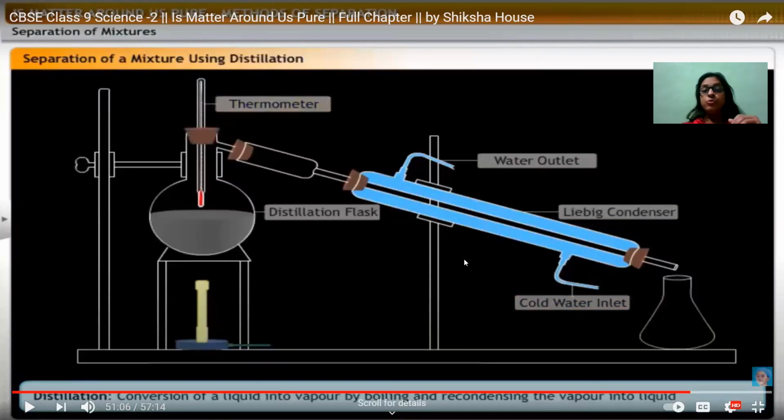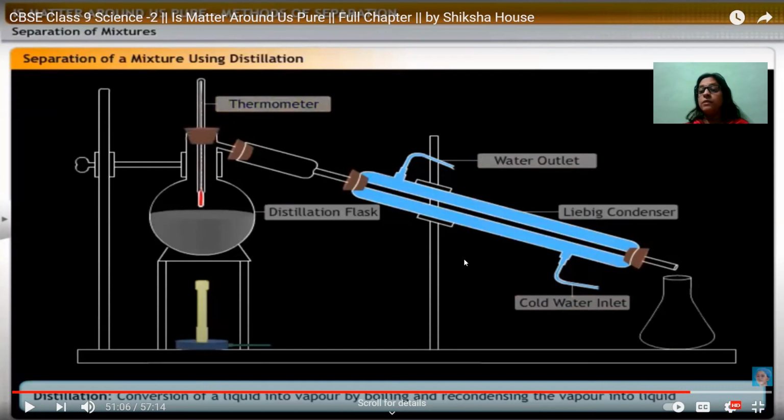So obviously, once we start heating the mixture, the liquid which has the lower boiling point starts converting into vapors. Once it starts converting into vapor, it starts entering the condenser. In the condenser, you start flowing water, so when the water goes in, the inner tube of the condenser becomes cold. As it gets cold, the vapors are converted again into liquid, and we can collect it in a flask on the other side.